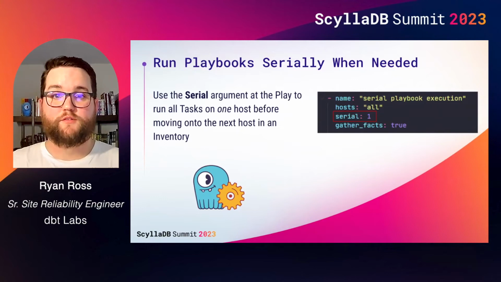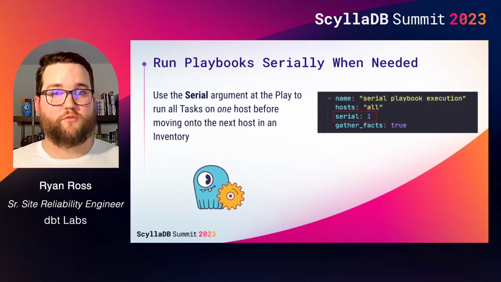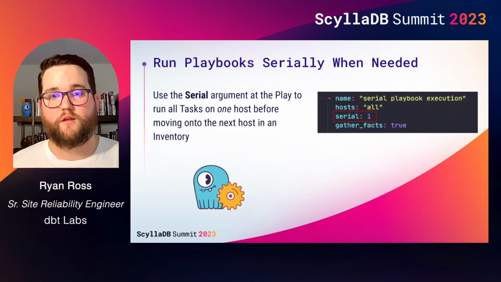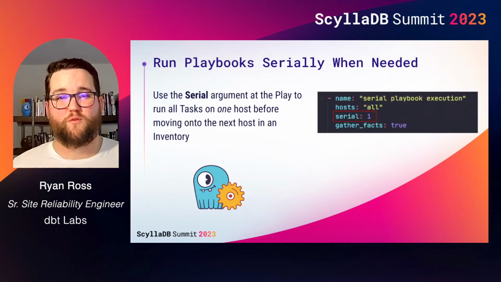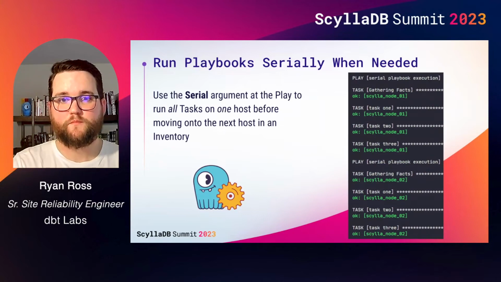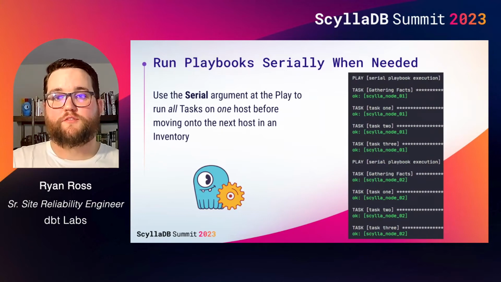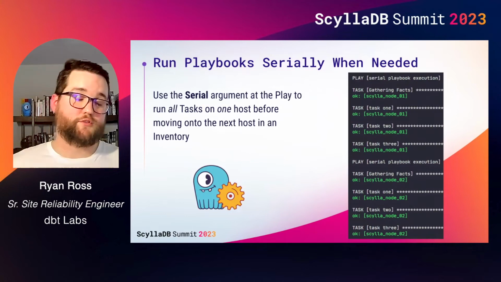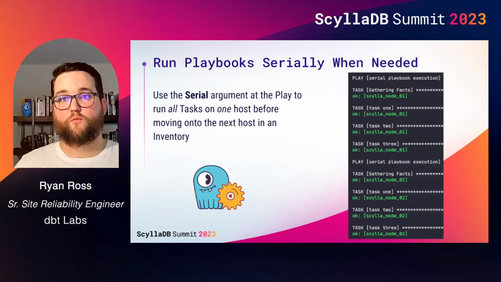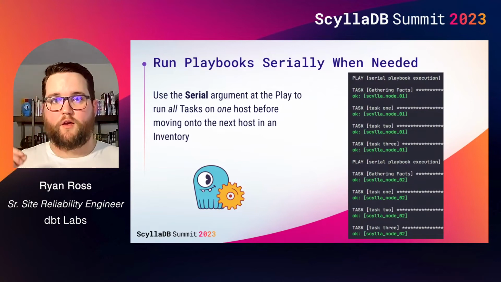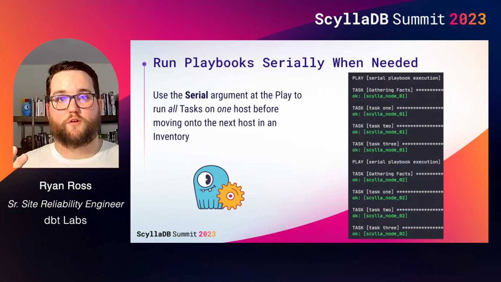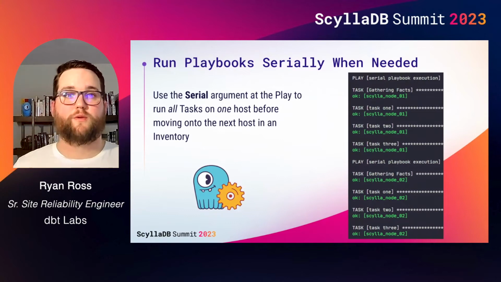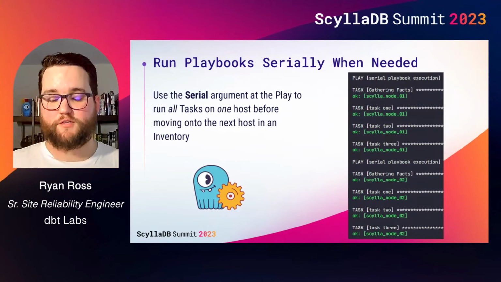So at the top level of our play, we just define serial equals any valid integer, in this case 1, but depending on how big your clusters are, you might want to do more than one at a time. Actually, don't do that. And then here we have the same task 1, 2, and 3, but it's going to run task 1, 2, and 3 on node 1, and then it's going to run task 1, 2, and 3 on node 2, and I cut off the screenshot, but it also did it on node 3. So then we take node 1, we can drain the node, update the file, restart the node, everything's good, move on to the next one, and we can have this rolling restart of the cluster that is safe.